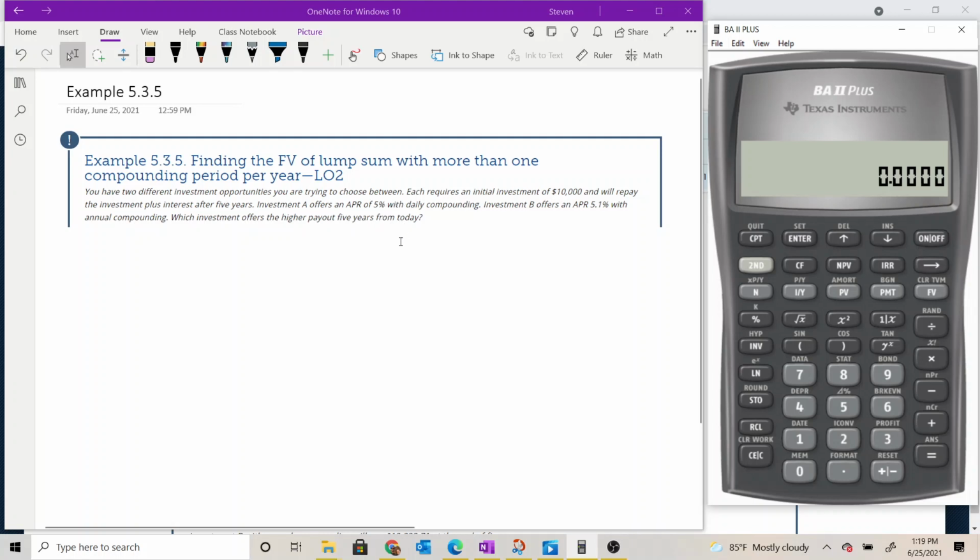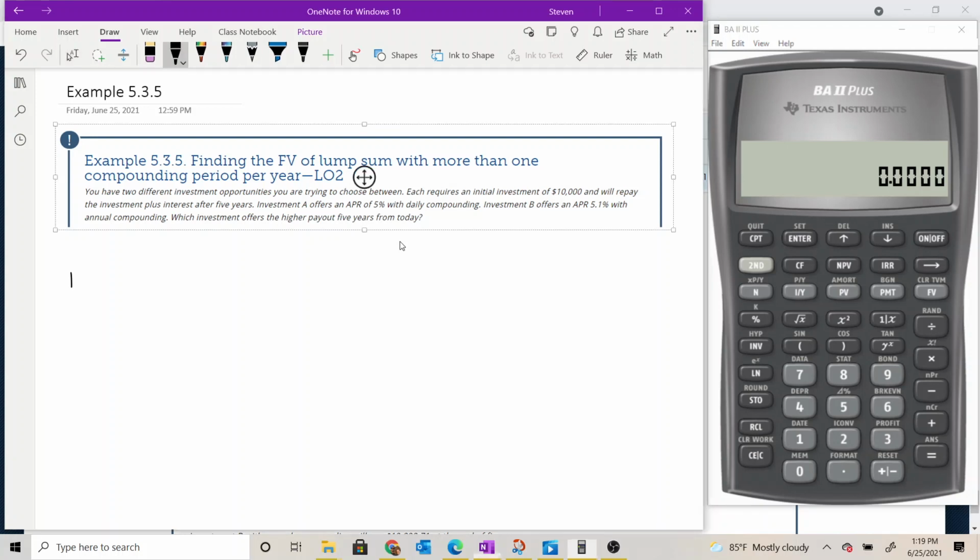So we have to actually calculate these guys to see which one is going to be better, offer a higher return in the end. And so we're going to follow our three-step process. We'll start by mapping the cash flows out so that we can be sure what we're dealing with here.